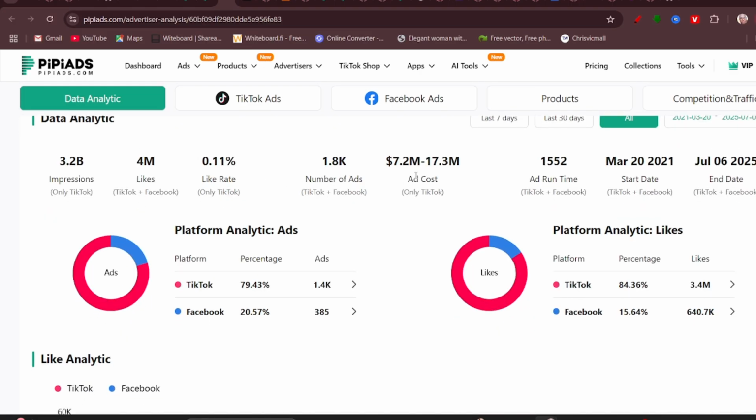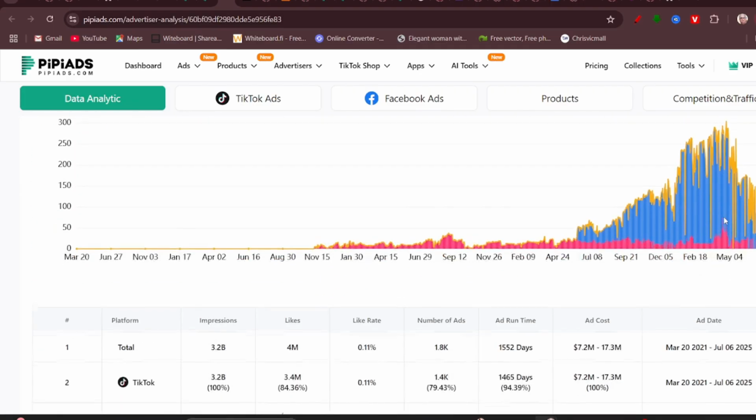And the ad cost, this is what I want to see. Only on TikTok, their ad cost is 7.2 to 17.3 million dollars. That's insane, guys. All right. And when did they start? They started as far back as 2021, and in July 2025, they are still on. All right, so let's scroll down a bit and see more data.